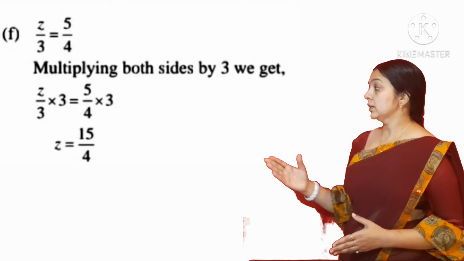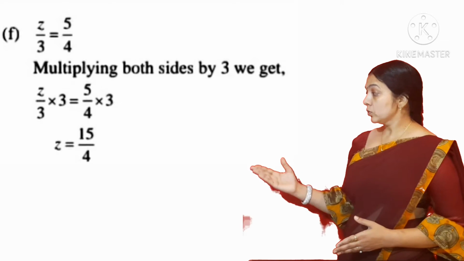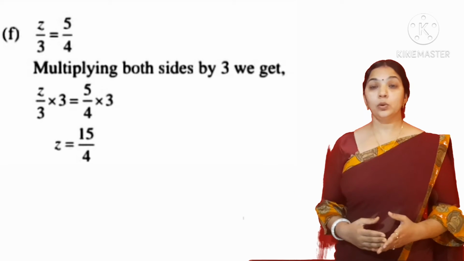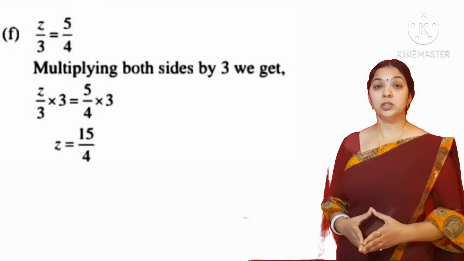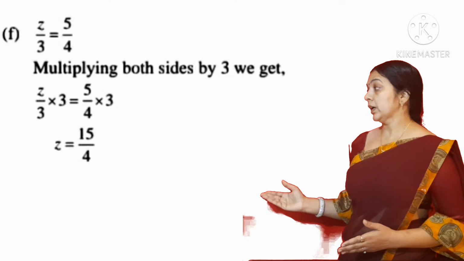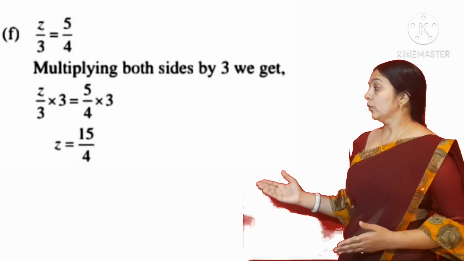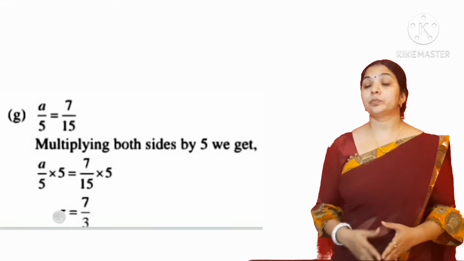Next equation is z upon 3 is equal to 5 upon 4. To solve this, we will multiply by 3 on both hand sides. So 3 upon 3 will be cancelled out on the left hand side, and 3 into 5 by 4 will remain on the right hand side. So z is equal to 15 upon 4 will be the answer for this particular equation.